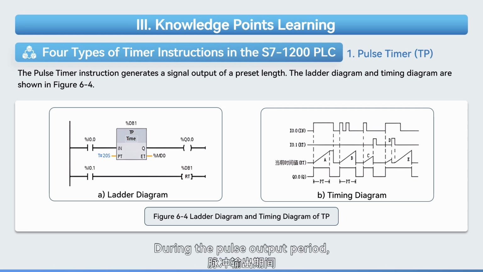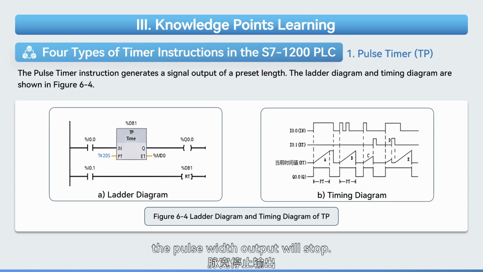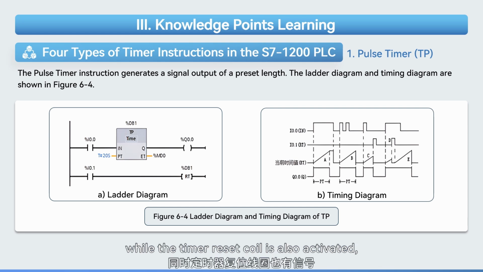During the pulse output period, if an external signal activates the timer reset coil, the pulse width output will stop. However, if there is a signal at the IN terminal while the timer reset coil is also activated, the timer reset coil will not take effect.